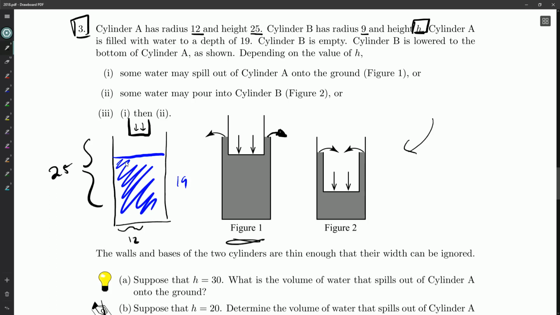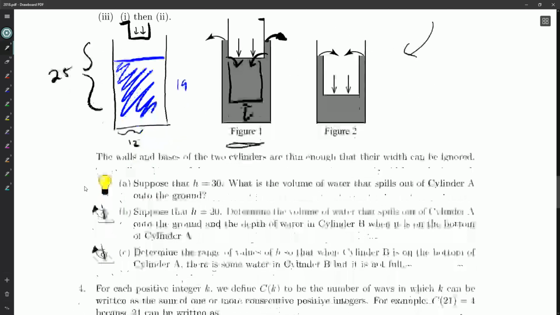Or it's possible that water will flow out, but then cylinder B will be lowered so much that its bottom hasn't reached the bottom of cylinder A, but its top is still below the water level, so water will start flowing into it. Okay, so some might flow out and then eventually flow in. So that's what we're looking at. These are our possibilities.